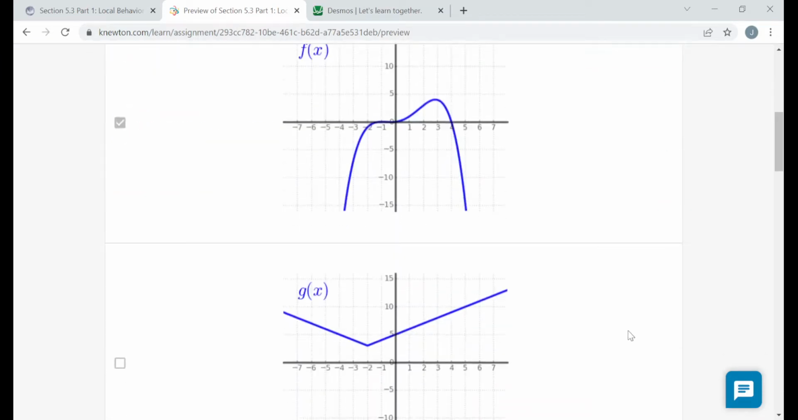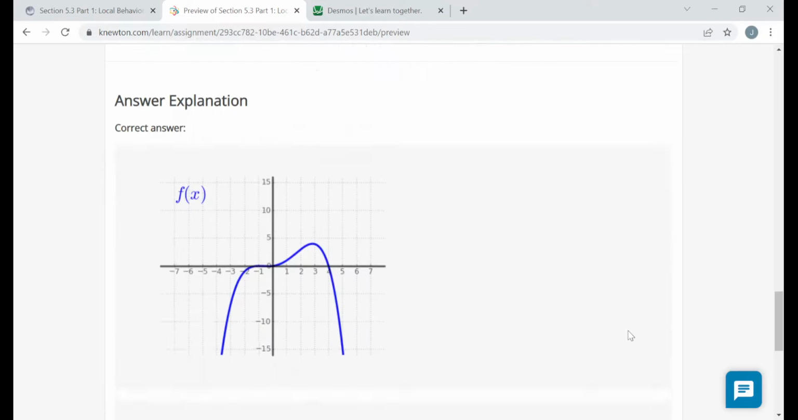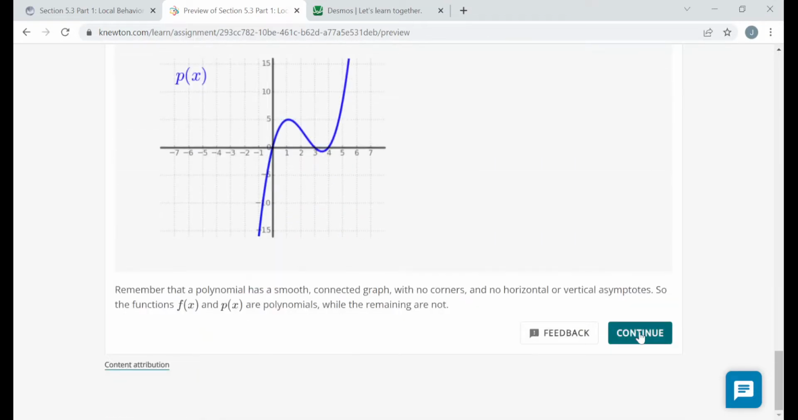Great. And I think it's going to continue with this objective until it's done, and then we'll move to the other two.